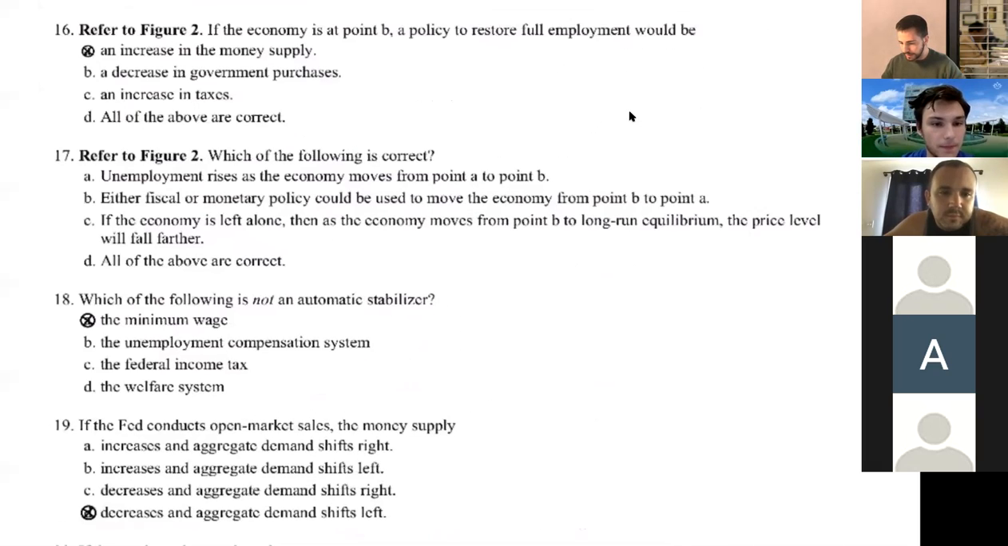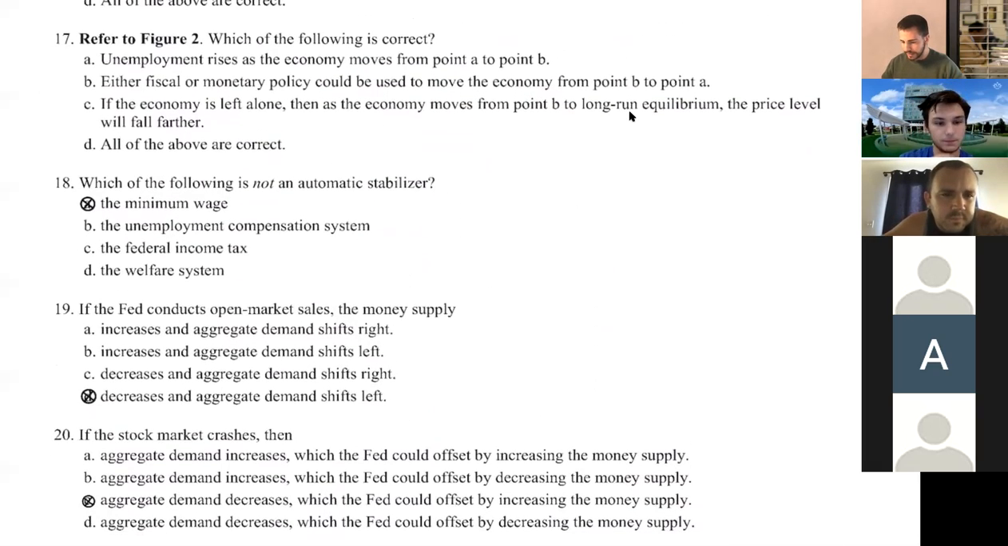Which of the following is not an automatic stabilizer? I think that's one of those memorization problems and not really conceptual. The minimum wage is not a stabilizer. To be honest, I don't know much. Did she cover that in the book?